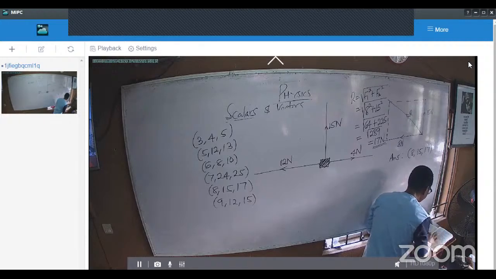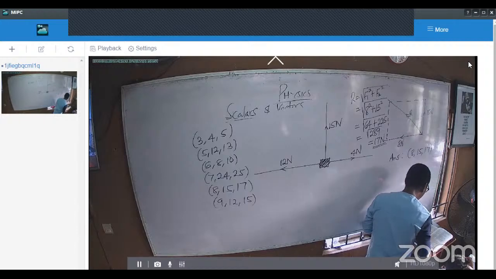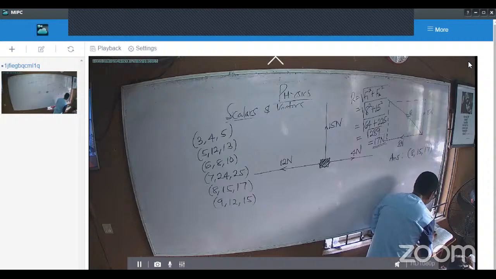110 kilometers per hour and 90 kilometers per hour, respectively. Pass each other at a certain point. Full stop.